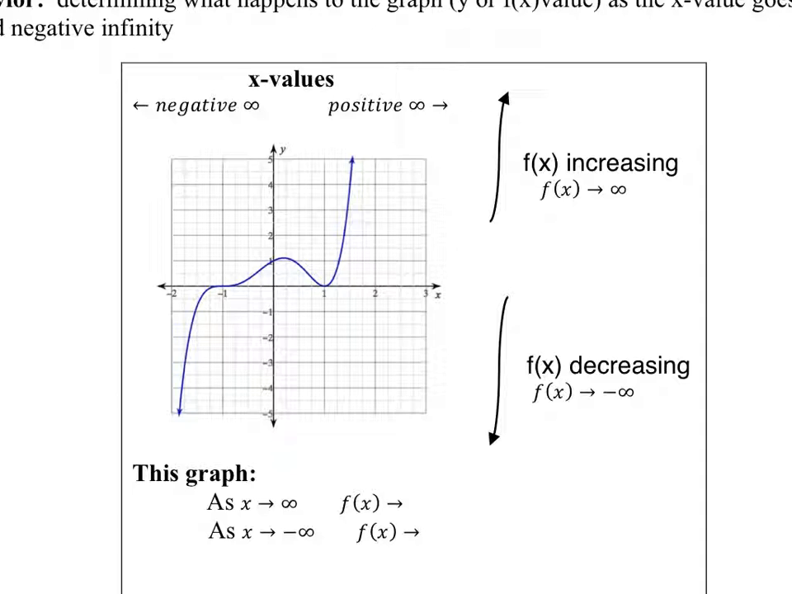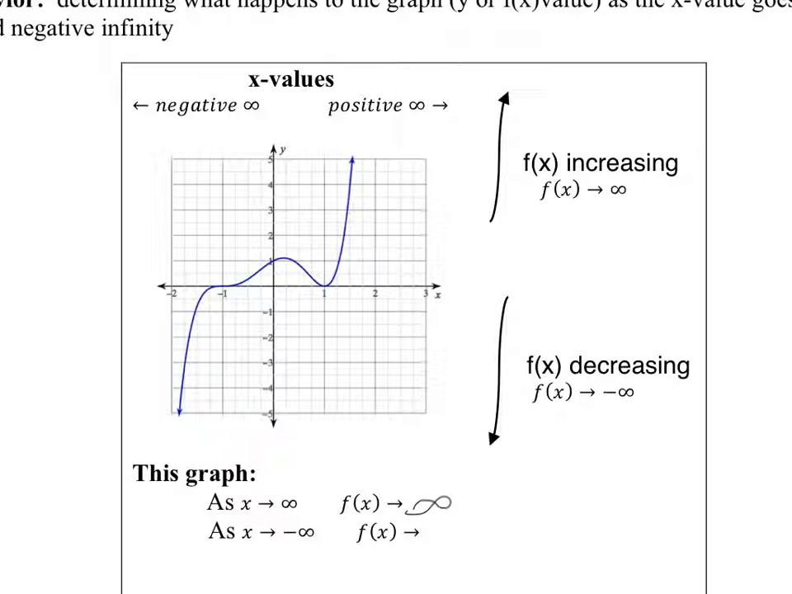So when you're looking at a graph, you're saying, okay, as x gets big, so as x goes to infinity, like this graph, what's happening to y? What's happening to f of x? Well, f of x is going up. As x is going this way, y is going that way. So f of x is going to infinity.